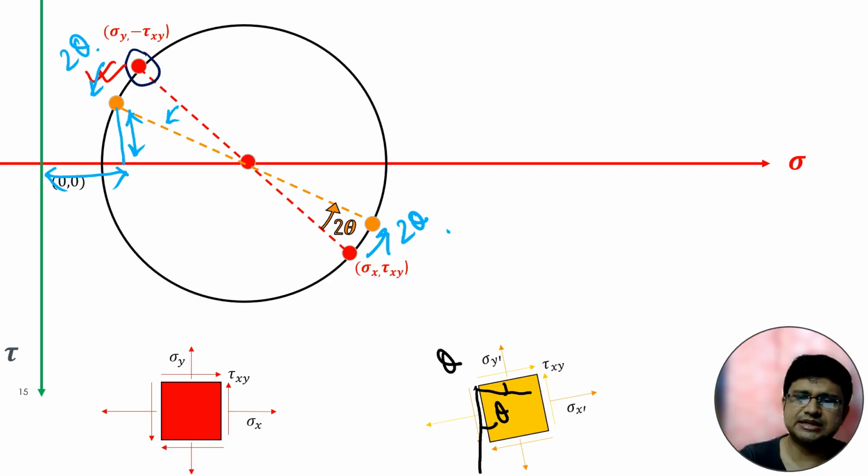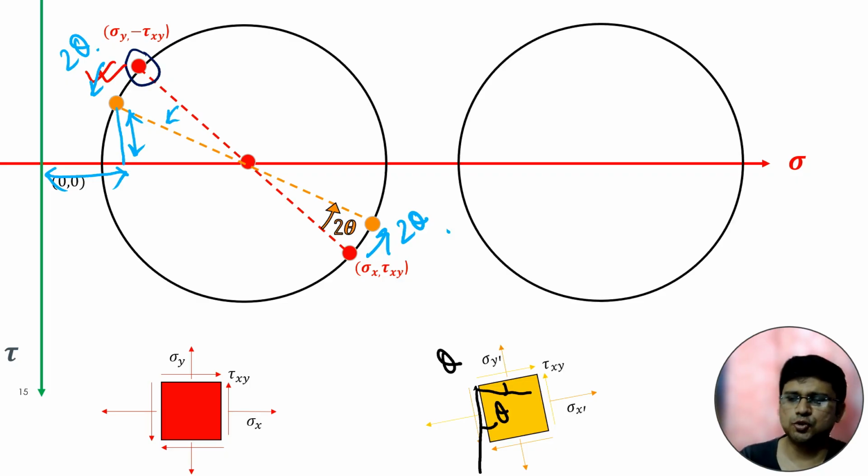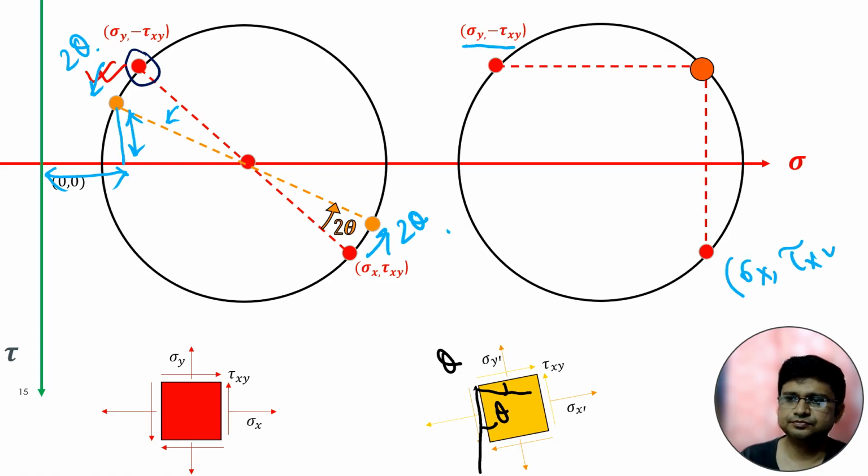But apart from this, another method is also there, which is very important and very effective also. In place of rotating these two points by 2 theta, we can use the concept of pole. First, these two are our points. One is sigma y, minus tau xy. This is the stress corresponding to the horizontal plane. And this is another point, sigma x, tau xy. This is the stress corresponding to the vertical plane. So these two are our points.